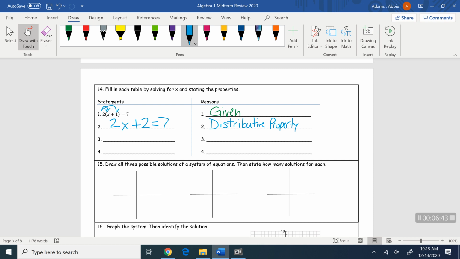Now, this is when our properties of equality come in. We want to isolate our variable term in order to eventually isolate our variable, or to solve for our variable. So our first step to get our variable term by itself is I'm going to have to subtract a 2 from each side. And once again, guys, you do not have to show your work on this. Your statement should just show those blanket statements. So I'm going to have 2x is equal to 5. And that's going to be due to the subtraction property of equality.